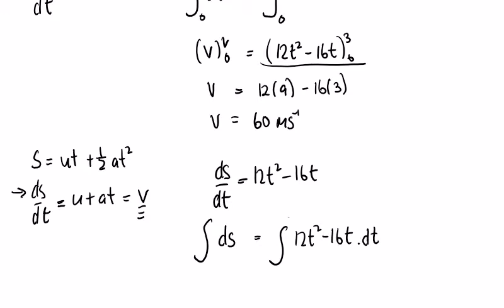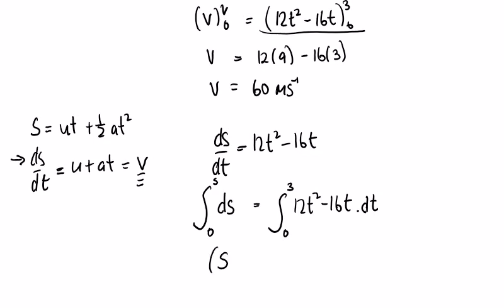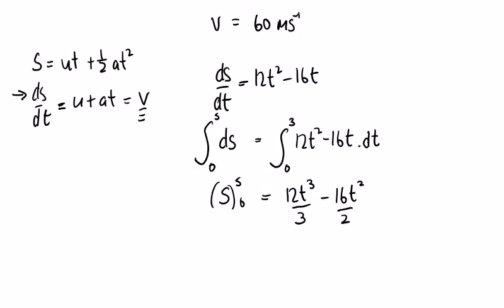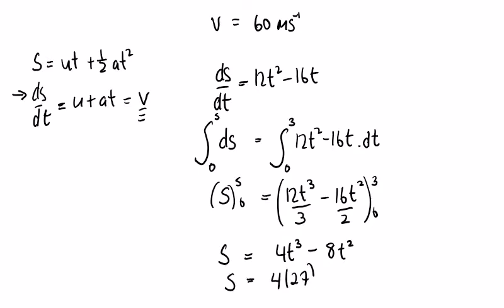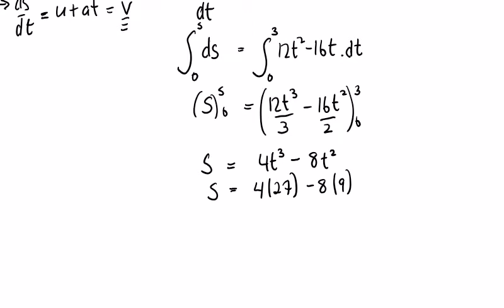And again, it's between 0 and 3, and between s and 0. So s between s and 0 is going to be 12t cubed over 3 minus 16t squared over 2, between 3 and 0. You don't have to simplify them. You can put your values in now. You're just going to use a calculator in an exam. I like trying to simplify it down without the calculator. 4t cubed minus 8t squared. So the distance is 4 by 3 cubed, which is 27, which is 108, minus 8 times 9, which is 72, and 108 minus 72 is 36 meters.